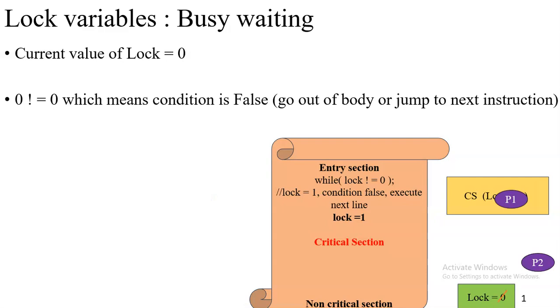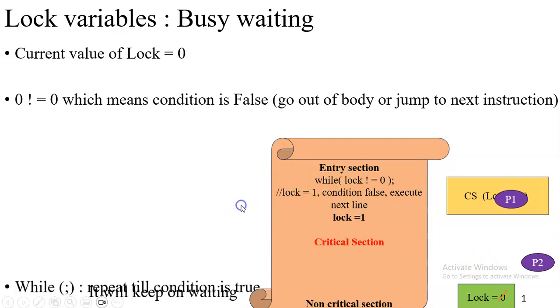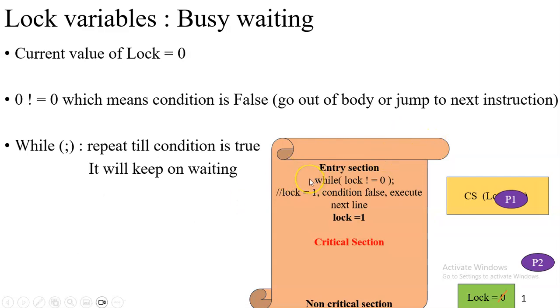Right? Now comes P2. P2 wants to enter into the critical section. However, P1 is already there in the critical section. Now P2 will again go and check the first statement. The first statement is what? While lock is not equal to 0, semicolon. Now here it is not very obvious that after the while loop we will have a semicolon. But then we have given a semicolon. Why so? Because when P1 has entered into the critical section and P2 executes the first instruction, it will repeat this statement as long as the condition is true. It will keep on waiting till P1 comes outside of that critical section.